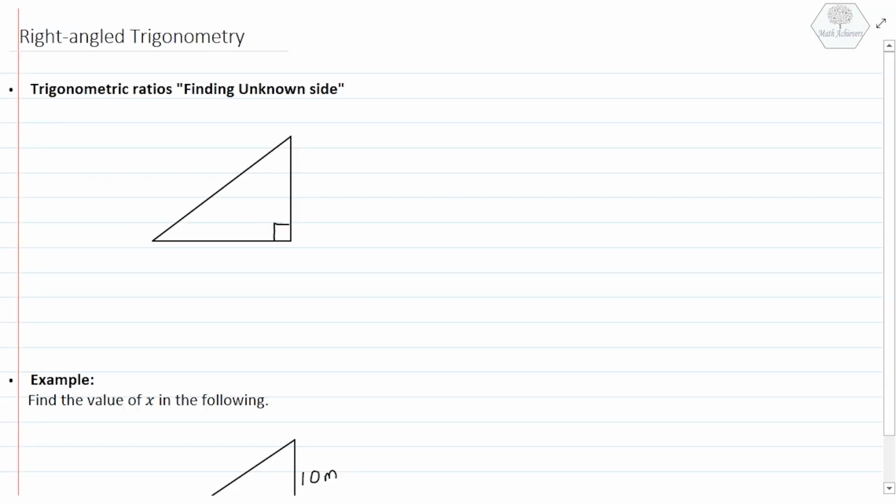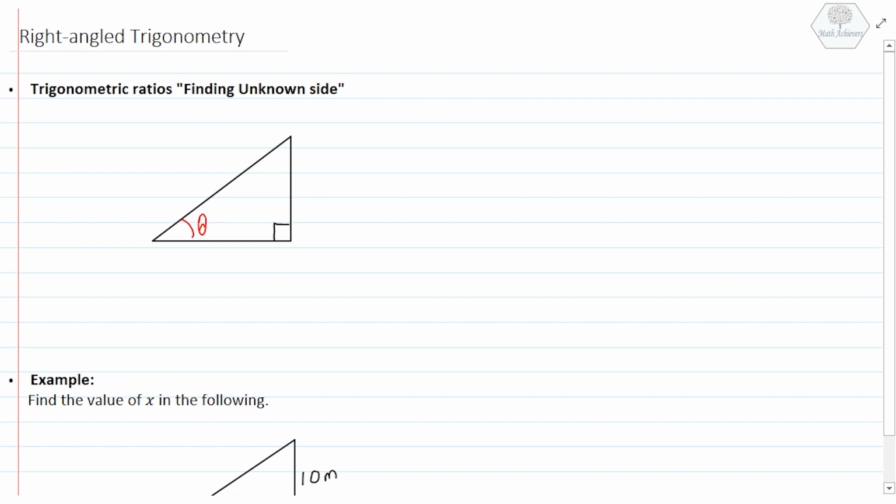Now let's talk about trigonometric ratios. We want to find now an unknown size. Trigonometric ratios, also in a right angle triangle, let's say I have this angle in here, theta. The first thing I have to do is to label my sides.